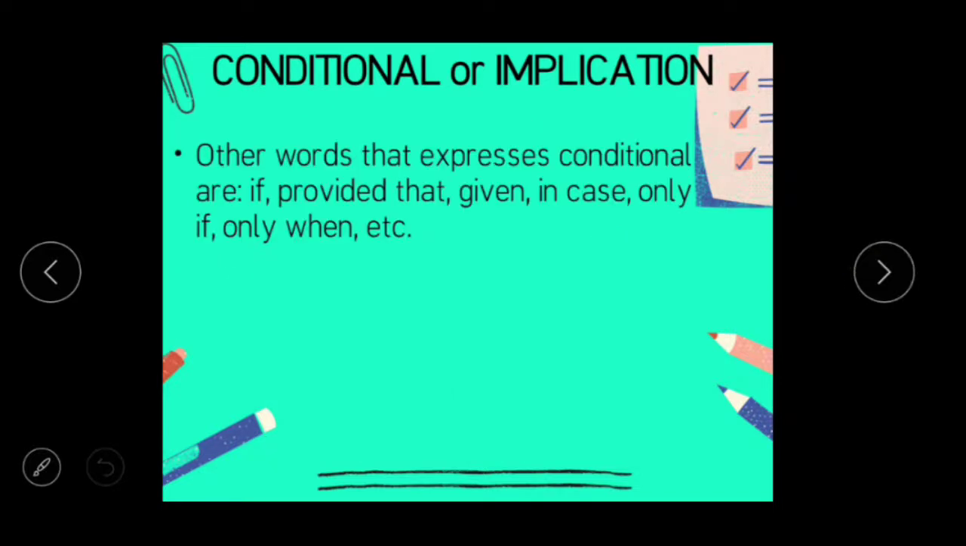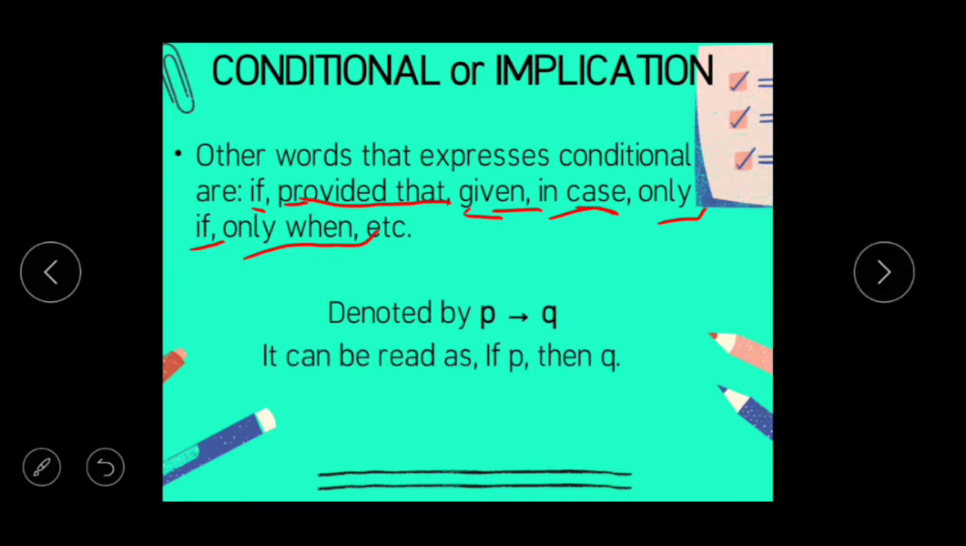So, ano pa yung mga words na pwede ma-express ng conditional statement? So, pwedeng if, provided that, pwede rin given, in case, only if, only when, and many more. So, kapag nabasa natin yan, automatic, yung compound proposition na yun ay conditional or implication. Yan. It is denoted by P, tas may arrow papuntang Q. So, it can be read as if P then Q, or P implies Q.